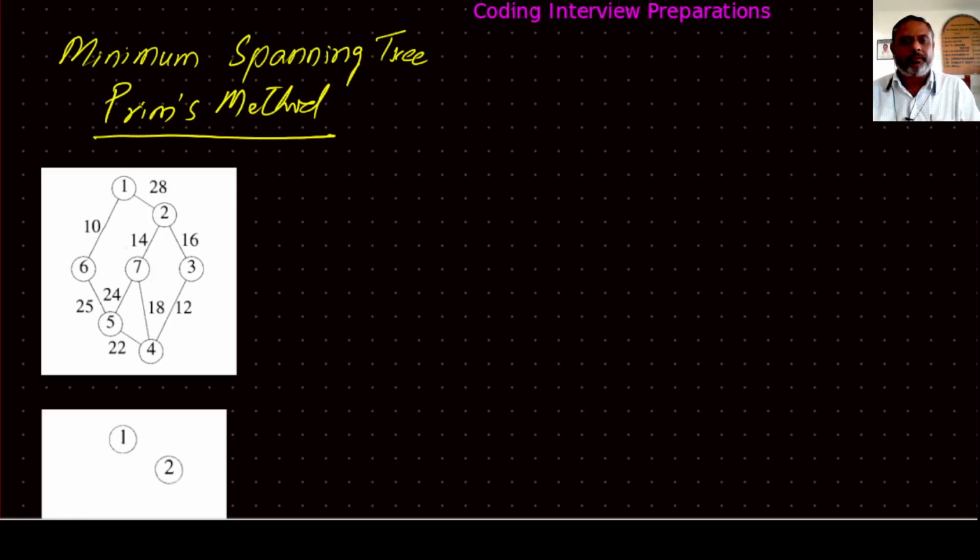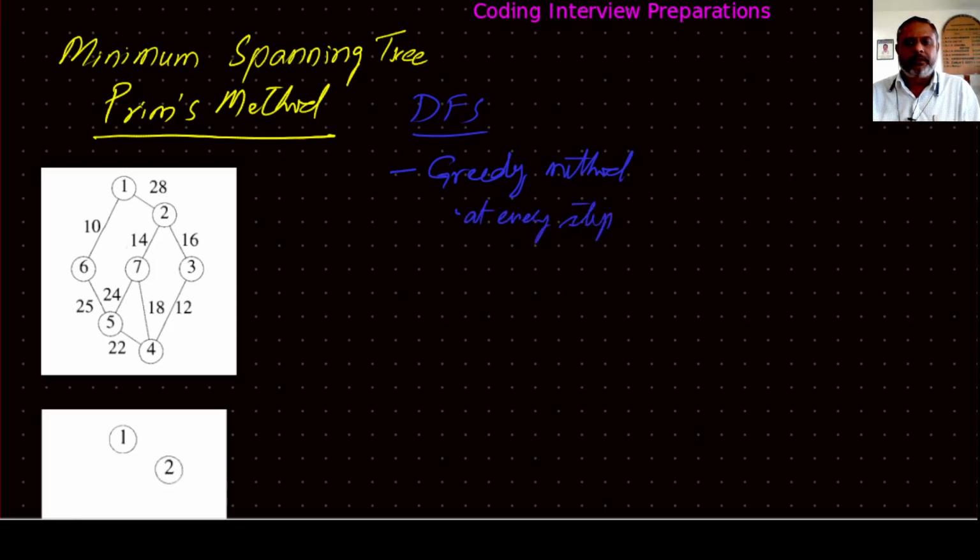So here Prim's method mainly works with a depth first search algorithm. So how does that work? It's a greedy method, makes use of a depth first search, and it's a greedy method. That means at every step it takes a greedy possibility. So whatever is the best possible at that time, only that will be considered.